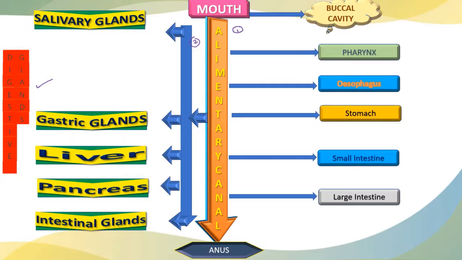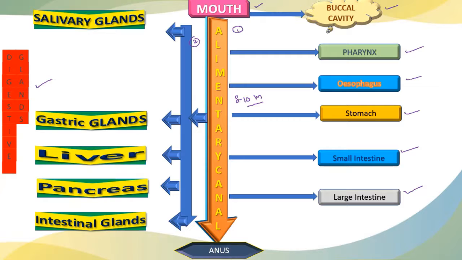What is the alimentary canal? The alimentary canal is a long tube about 8 to 10 meters long. It consists of the mouth, oral cavity or buccal cavity, pharynx, esophagus, stomach, small intestine, and large intestine. These parts make up the alimentary canal.